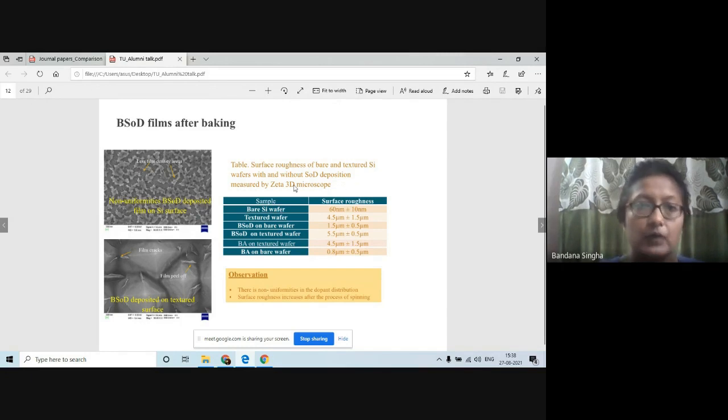Now when we analyze the surface after baking, we also sometimes see minute cracks, like in the case of a textured surface where the average pyramid height is 4.5 microns. There are certain cracks near the valleys of the textured wafers. So these are possibilities which can generate junction shorting when we use the spin-on dopant sources for forming the emitter. So this can be considered a drawback.